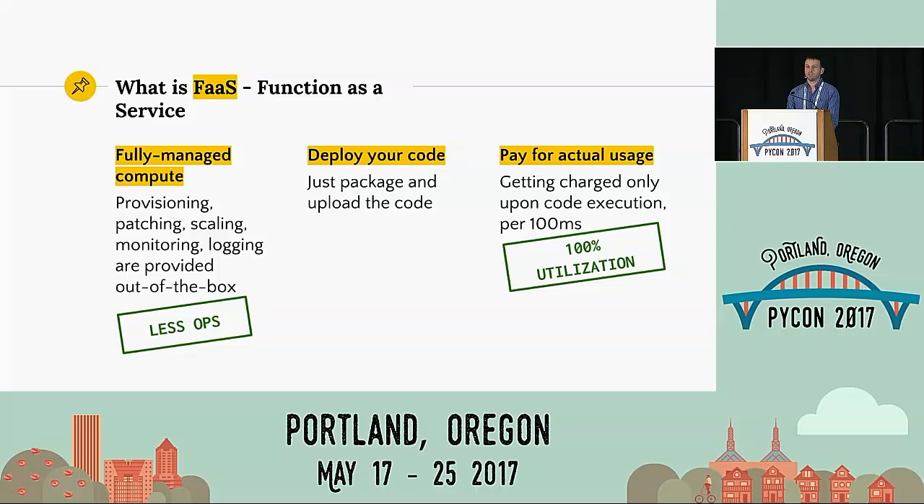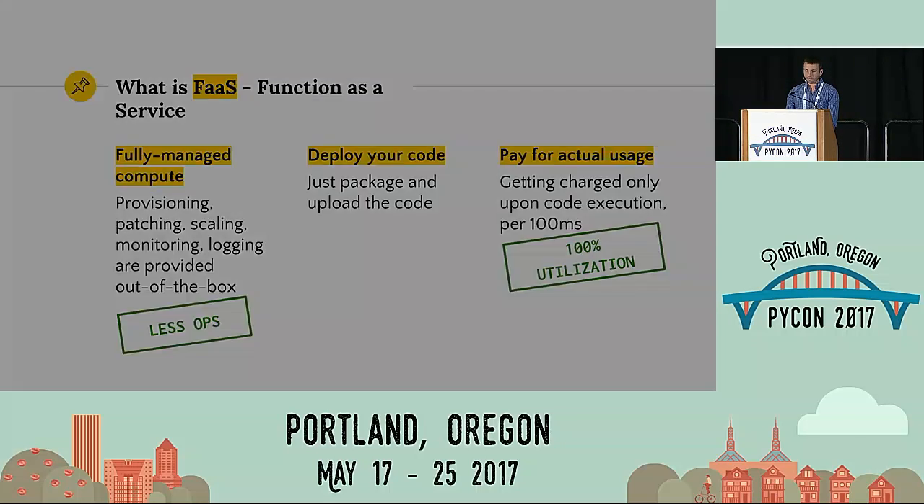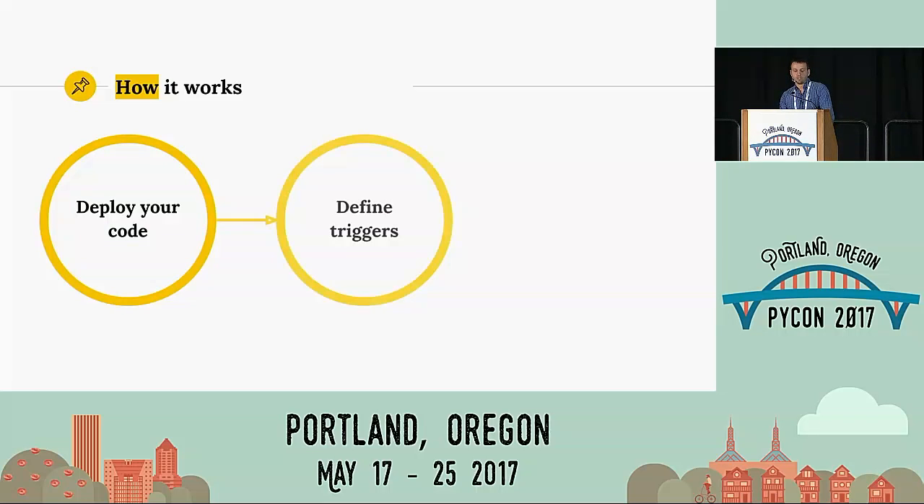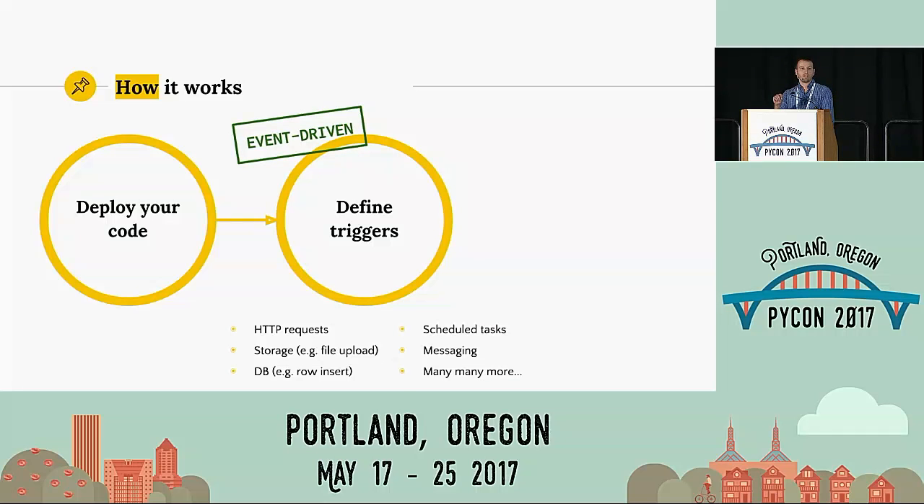Basically, it means you have no idle servers, no idle compute. So how does it work? As I mentioned, you deploy your code, but then you need to define triggers that will make this code execute. And triggers are many types of events that you can configure. It could be just an HTTP request, so you define an endpoint that will trigger your function.